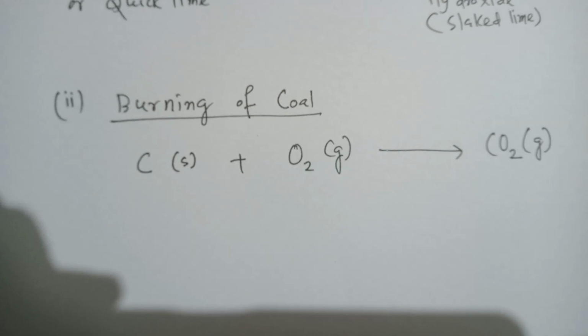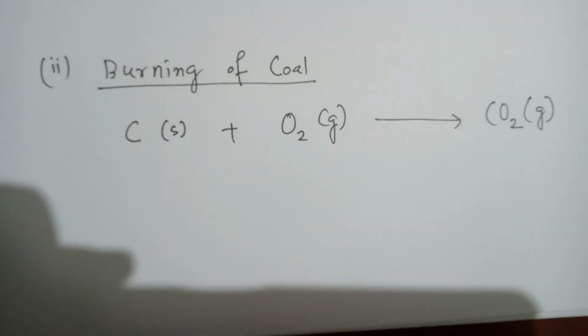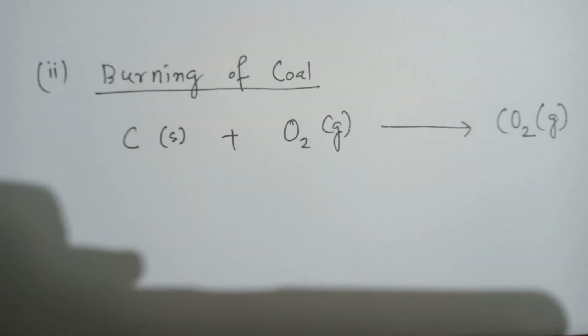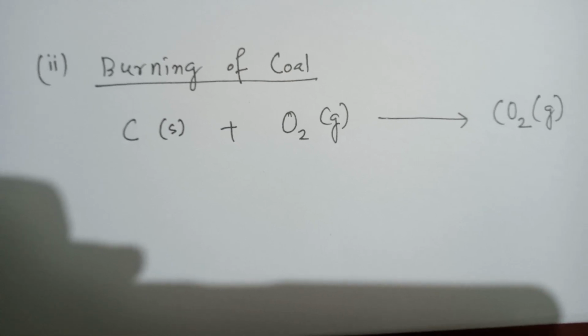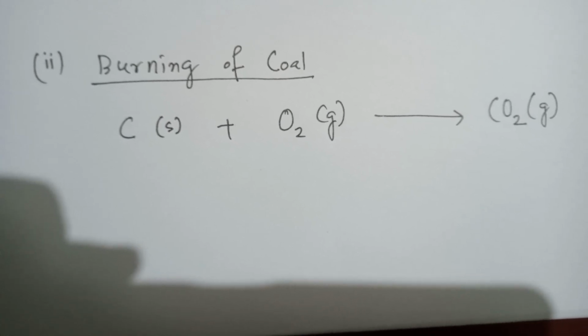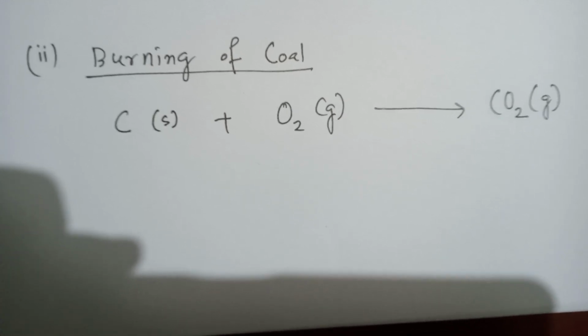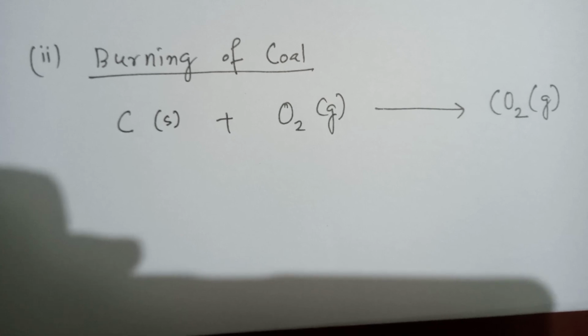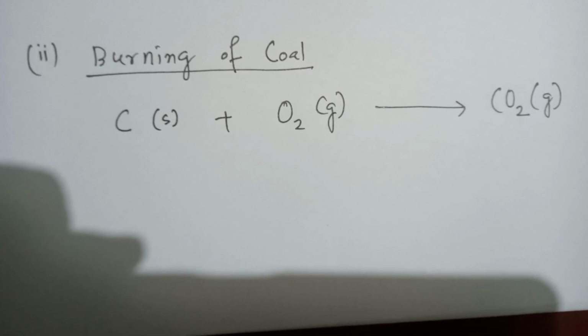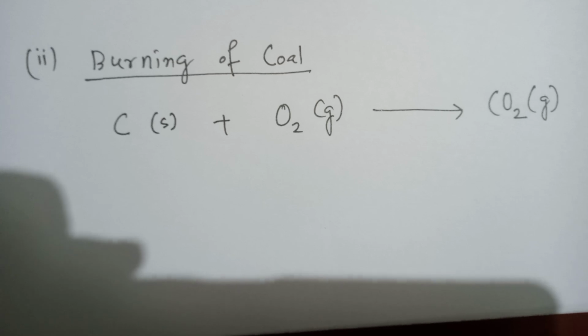Coming to the next example, we have burning of coal. This carbon is one element. It's in the solid form and it combines with oxygen to form carbon dioxide, which is gaseous instead. So this is also one example of combination reaction.